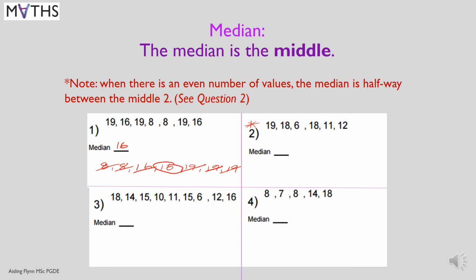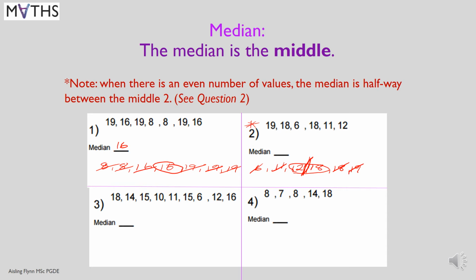Now moving to number 2, we had a note around this. Let's rank it first. So we have 6, 11, 12, 18, 18, and 19. In this one, let's take one from the bottom, one from the top, one from the bottom, one from the top. Now, one from the bottom, one from the top, we're left with 2 in the middle instead of 1. So the median should lie somewhere in the middle of 12 and 18, and it should lie halfway.